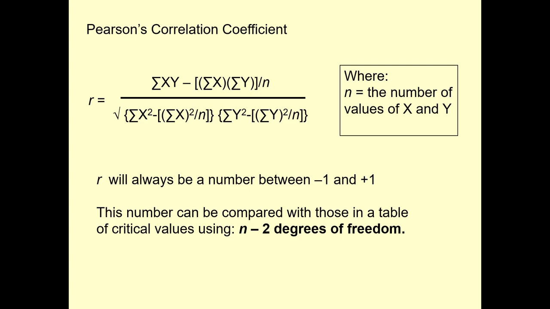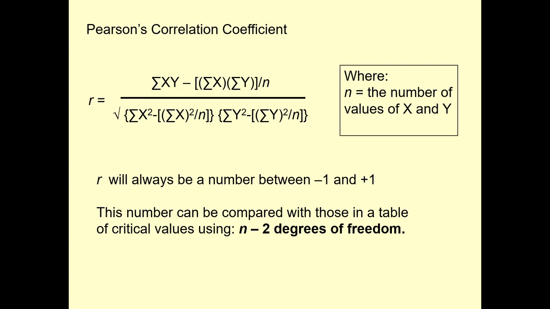So a few things that you need to know. R will always be a number between -1 and +1. If it's not in between those numbers, then you've definitely done something wrong somewhere. And this number will be compared to those in a table of critical values, and that's using n minus 2. So n is the number of values of x and y, and then -2 will give you degrees of freedom.